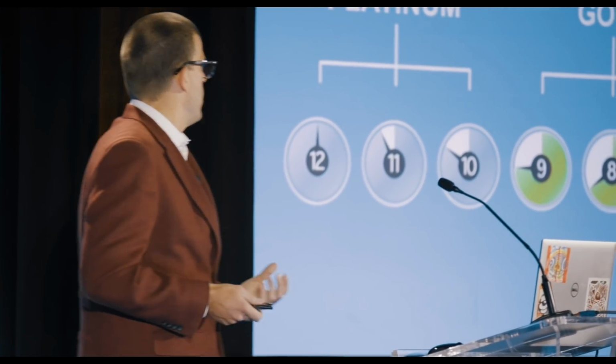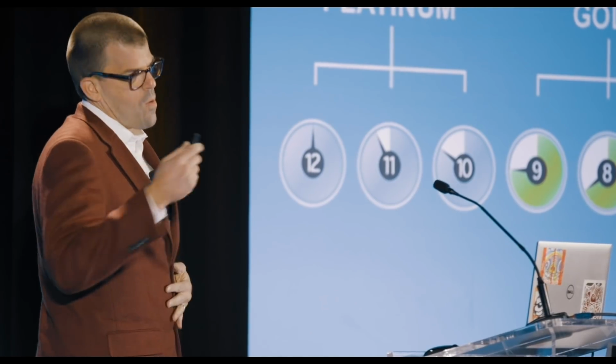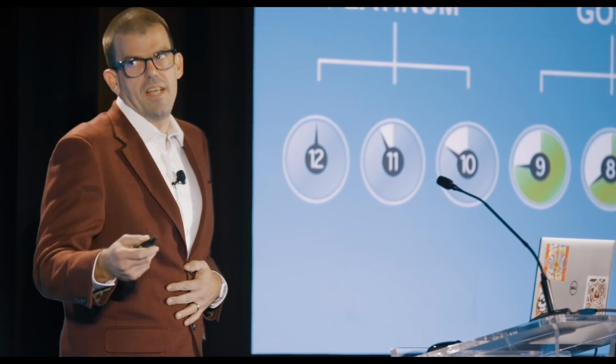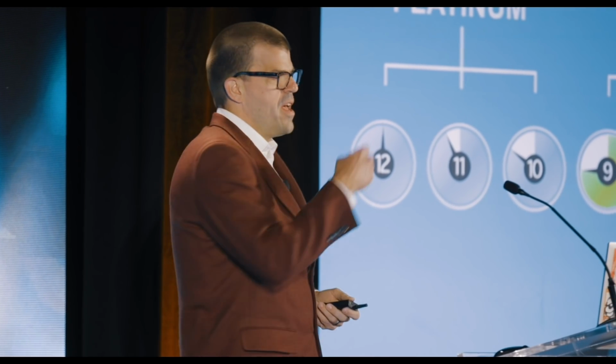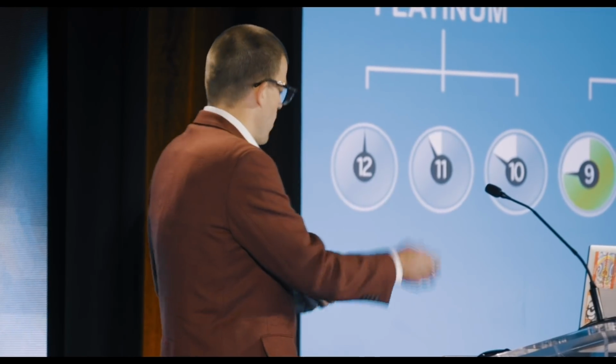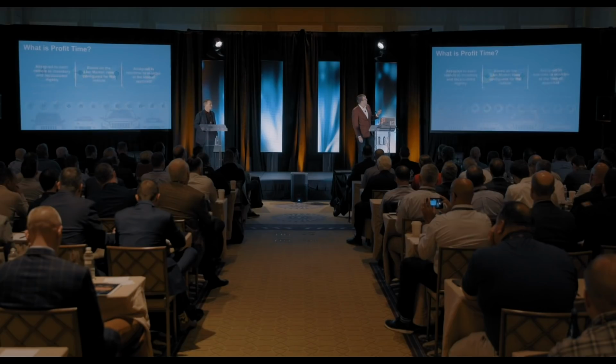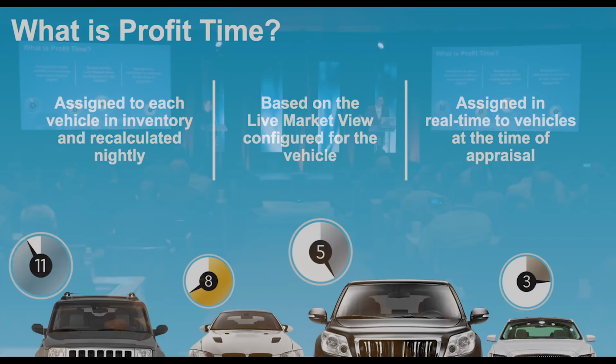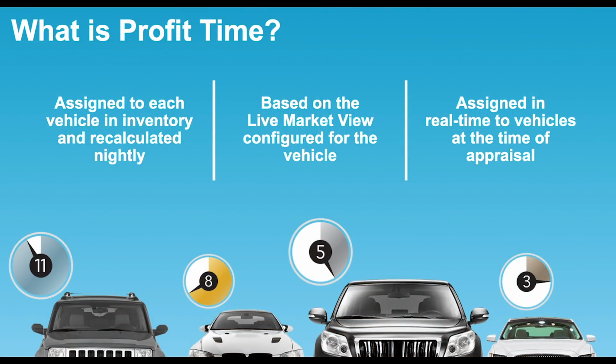So just like we've done with rank and market day supply and percent to market, these core metrics in vAuto, we're going to assign profit time to every car, and it's going to be assigned at the time when we're evaluating the cars for the appraisal. And then every night, we're going to assign a profit time score to every car in your inventory, and we'll refresh that every day, so it'll follow it.